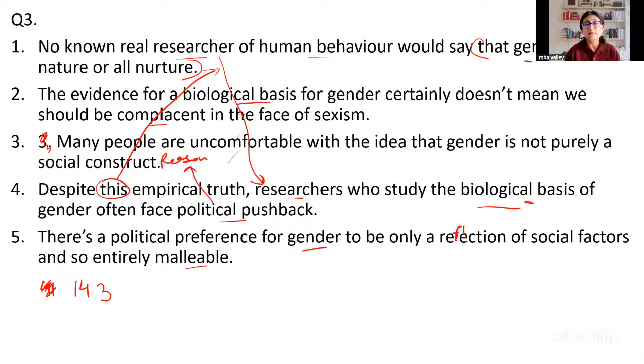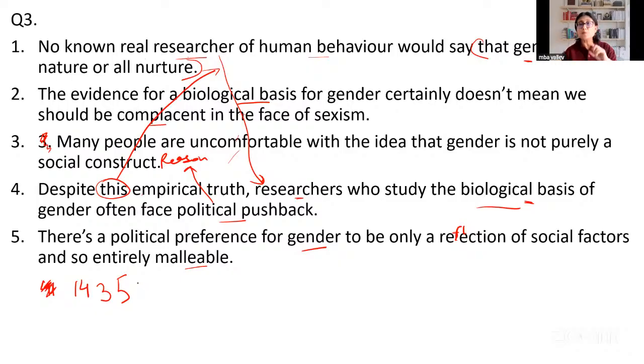यहां से यहां आया. क्या है रीजन? मेनी पीपल आर अनकंफर्टेबल विद द आइडिया दैट जेंडर इज नॉट प्योरली अ सोशल construct. The public discomfort with viewing gender as more than just a social construct is explained. Right? Now, in sentence number 5, sentence number 5 says there's a political preference.